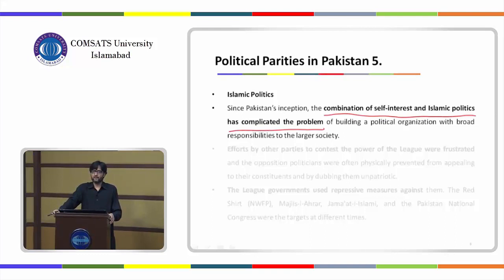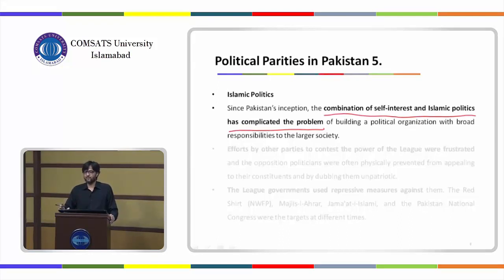There will be self-interest of some political leaders, and they will be achieving their self-interest in the guise of Islam. They would say that we are doing Islamic politics and it is not for the self-interest of those particular leaders, and that it is in the name of Islam, but they will basically be promoting their own interest in the name of Islam. So this is a combination, and it has complicated the issue.